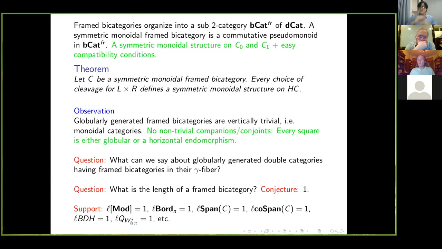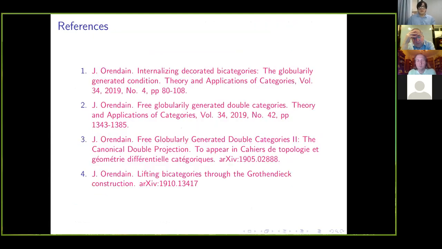This conjecture would say that if you don't know what this double category is, you just have to look at squares of length 1. You just have to compose horizontal identities and globular squares, which you already know, and see when that defines a frame bicategory. So this is not just a philosophical or curious question of defining invariants on double categories and having the special case of frame bicategories. This would be extremely useful for defining symmetric monoidal structures.